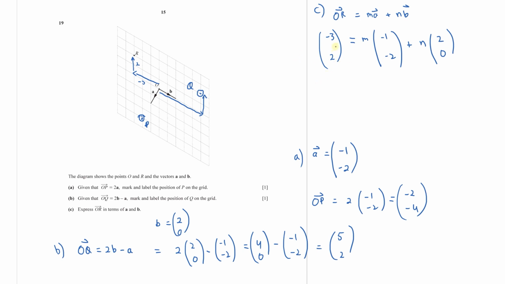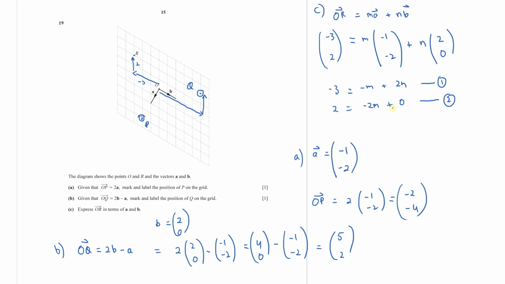So now I can solve for m and n because I can form two equations. If I look at the x values, I get -3 equals -m plus 2n. And then if I look at the y values, I get 2 equals -2m plus n times 0 is 0. So this is my first equation. Let me write this cleanly. So this is m here, and this is the second equation here.